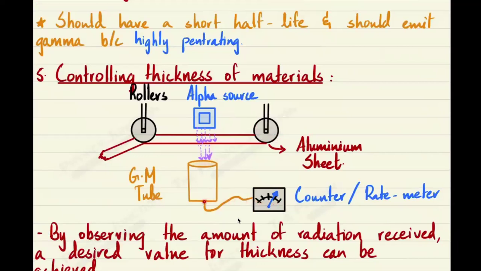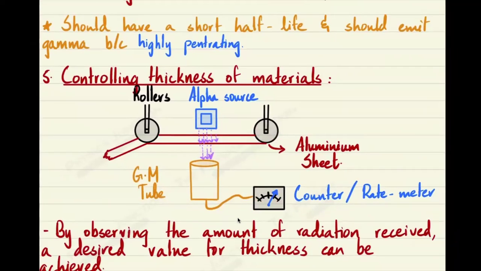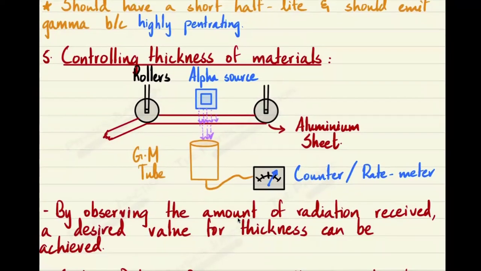at the other end. And what I'll basically be using with this is, for example, the idea that I know that beta would be blocked by a few centimeters of aluminium, right? So for example, if I had a beta source here, I can control the thickness by seeing how much radiation I am getting here, and by calibrating this, so by seeing that, for example, at a certain thickness, how much radiation am I getting, I can reach a desired value for the thickness for my material. That's the idea of this one.